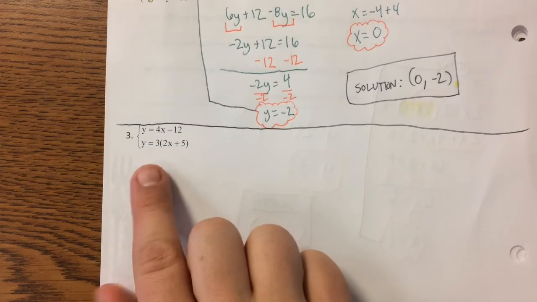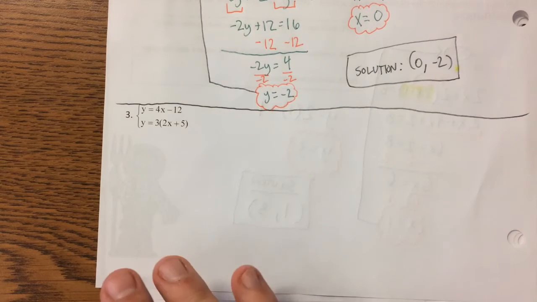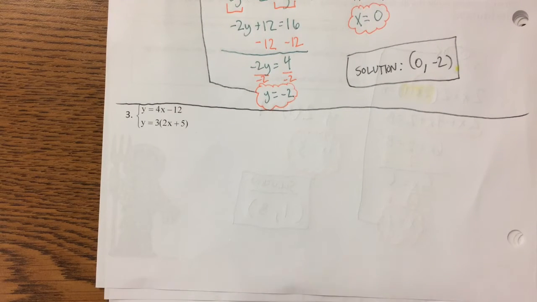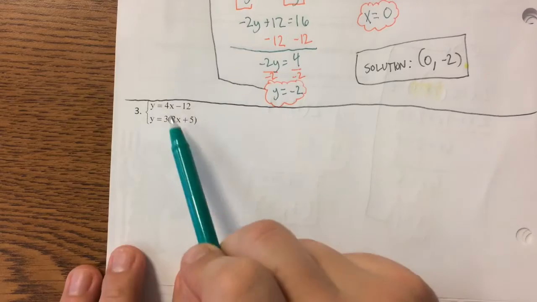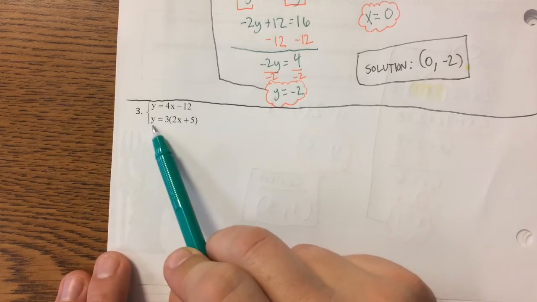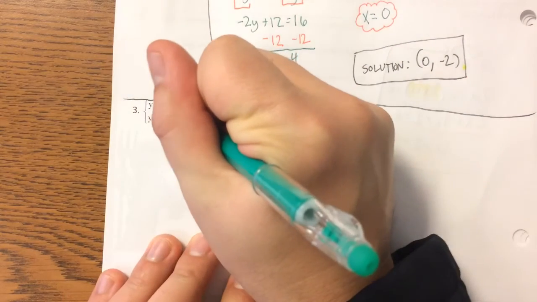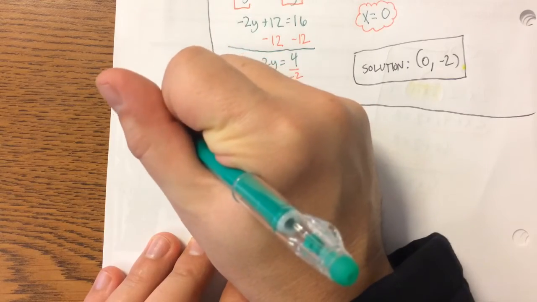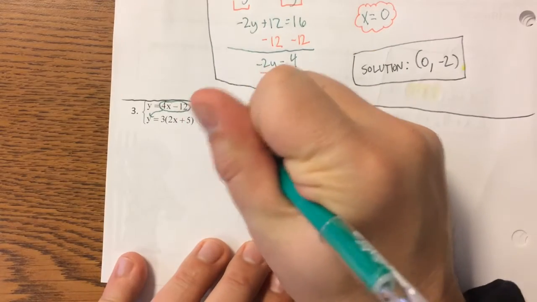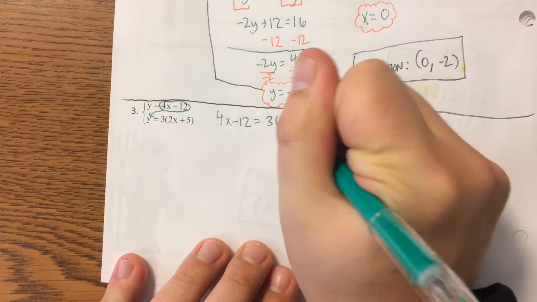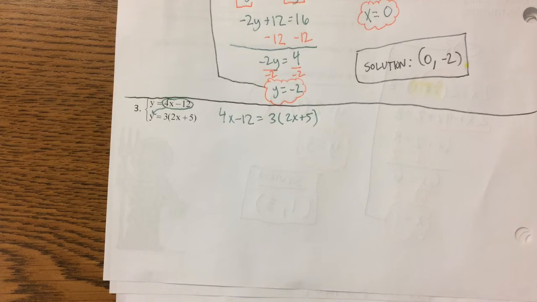Now, if both of your equations have a variable isolated, especially if they're the same variable, these work out nicely because your substitution is just a matter of setting these two expressions equal to each other. If this equals y and this equals y, then they both should equal each other. It's the same concept, it just looks a little different. I'm going to substitute this 4x minus 12 into y, the other equation, and that gives me 4x minus 12 equals 3 times 2x plus 5. And now I'm ready to start solving.